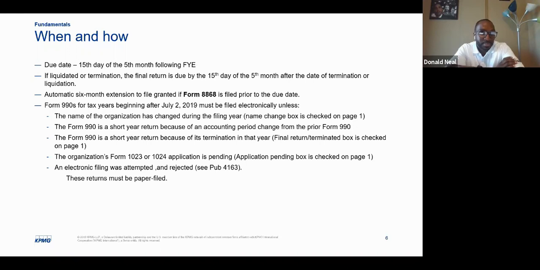And here are some of the exceptions. Unless the name of your organization has changed during the filing year, the Form 990 is a short year because of an accounting period change from that prior year. The Form 990 is a short year because of a termination, or the organization filed its Form 1023 or 1024 application, and that is pending. So there are your particular exceptions in regards to electronic filing.